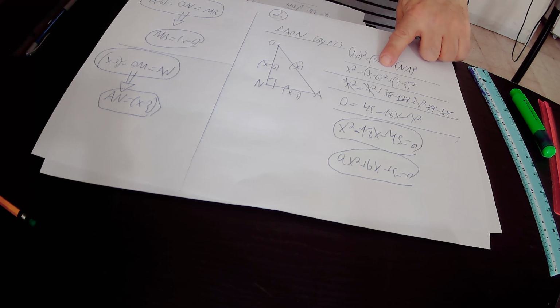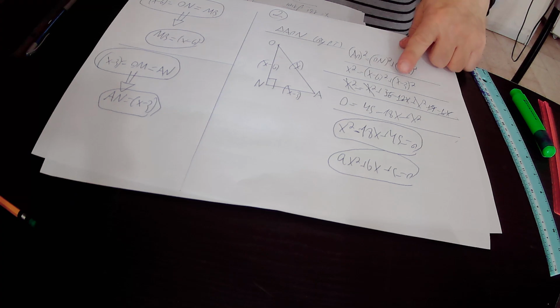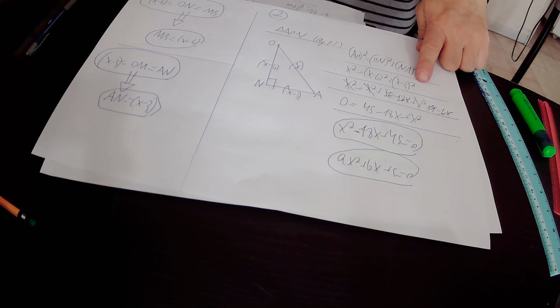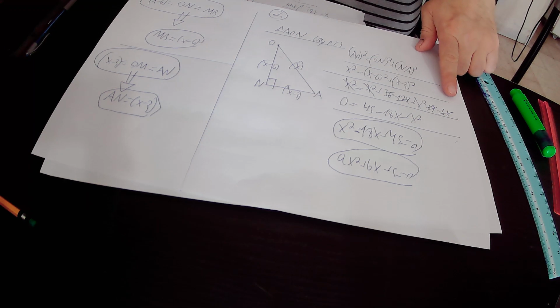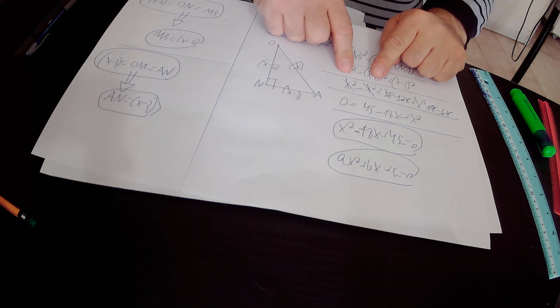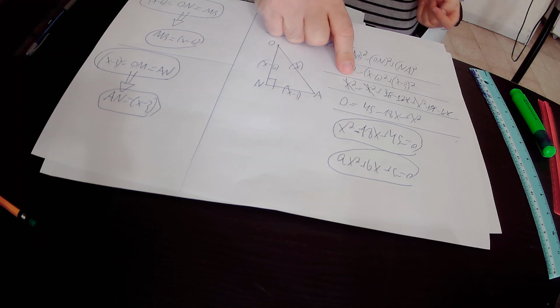x minus 6 squared equals x squared plus 6 squared, that is 36, minus 2 times x times 6, that is minus 12x, plus (x minus 3) squared. x minus 3 squared equals x squared plus 3 squared, that is 9, minus 2 times x times 3, that is minus 6x. So here we have x squared on both sides of the equation, so x squared gets cancelled.